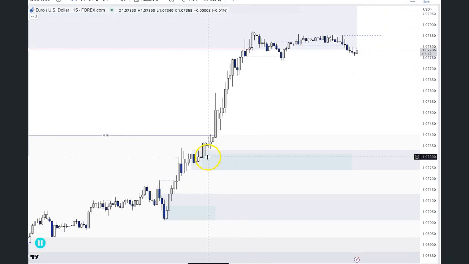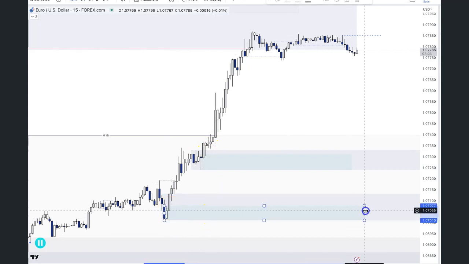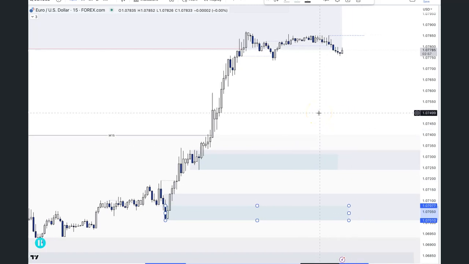okay, there is a nested zone here. We also have something here, which has led to the break of the M15 swing high, and both these zones are nested zones within the H1. So let's see once price pulls back to this.